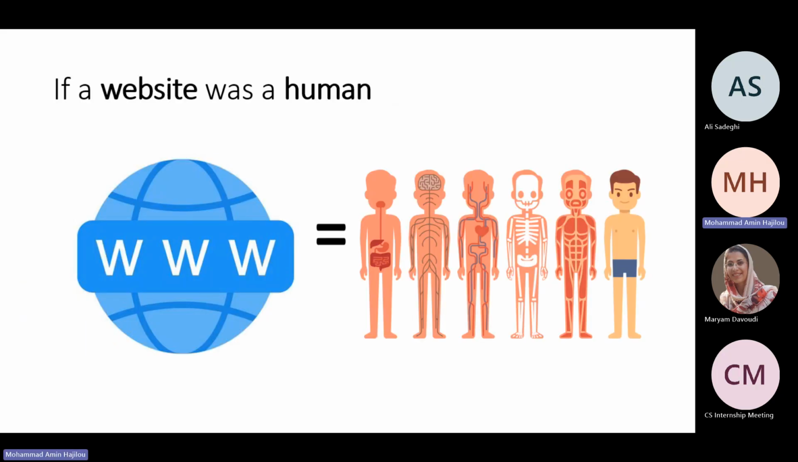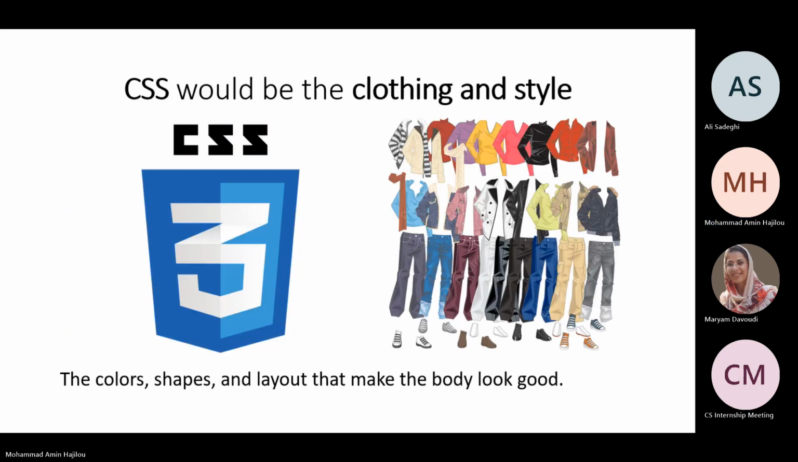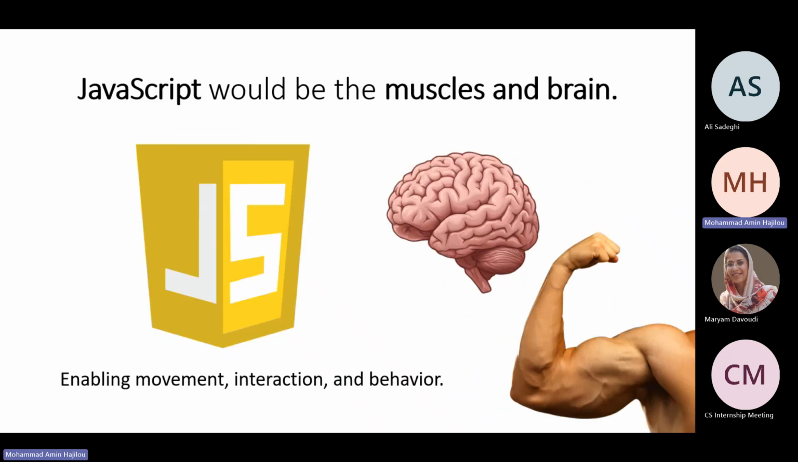If you think of a website as a human body, HTML would be the skeleton, the structure that holds everything in place, just plain skeleton. CSS would be clothing and style, the colors, shapes, and layout that make the body look good. And JavaScript would be the muscles and brain, enabling movement, interaction, and behavior. These are for the coding parts.